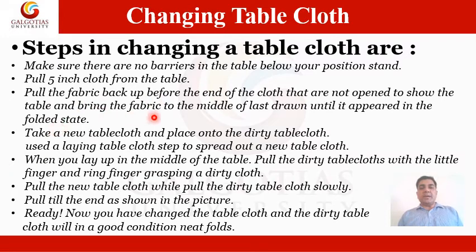Pull the fabric back up before the end of the cloth that is not open to show the table, and bring the fabric to the middle of the last one until it appears in the folded stage. So you need to fold the lower one, the tablecloth which needs to be changed, that has to come up a little bit, and the new one has to start coming over it.